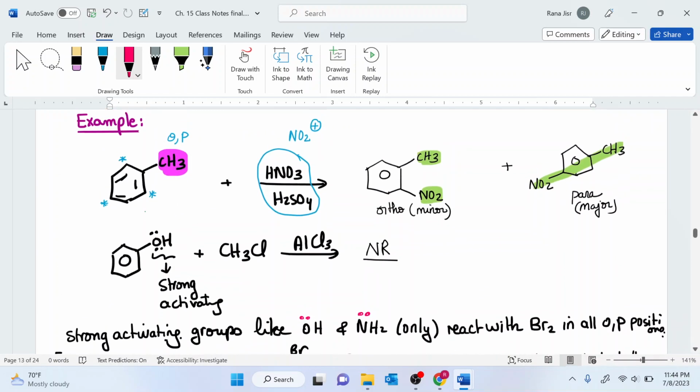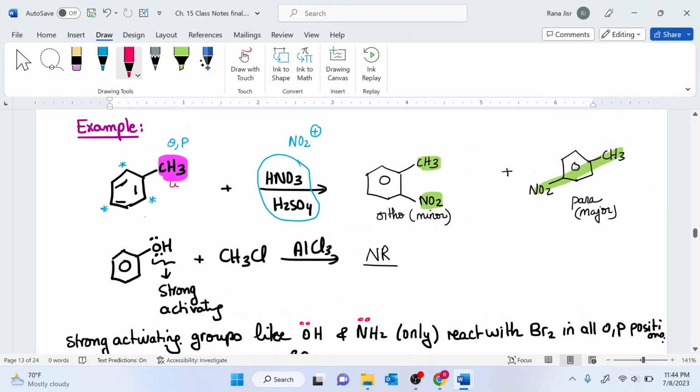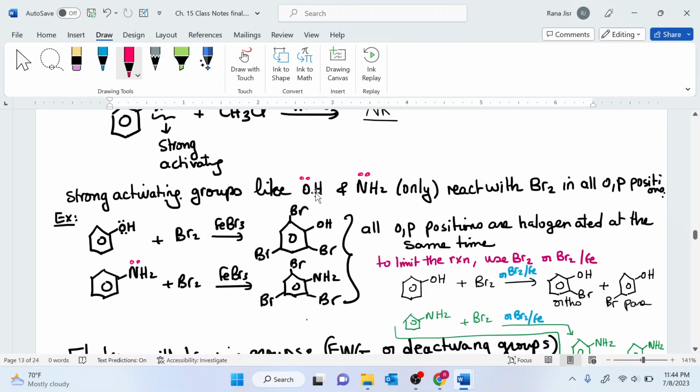Notice here that the CH3 was a weak activating group. It's an electron donating group and it's a weak one. So with this, you're going to end up getting the ortho alone and the para alone as a product. But with the OH and the NH2, and these are the only two that are very strong, whenever you are brominating or nitrating, you're going to nitrate all the ortho and the para positions at the same time.